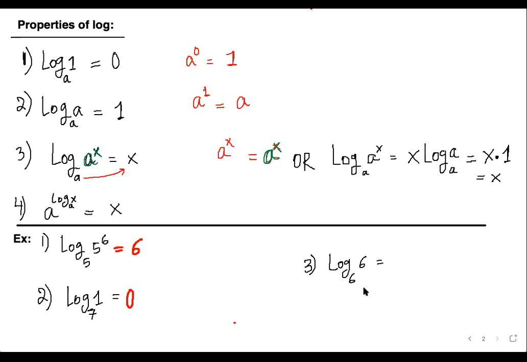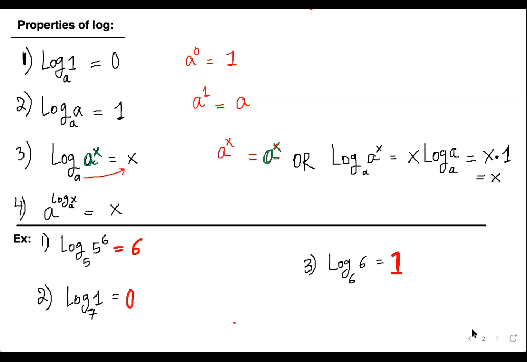Okay, for the third one, who will do the third one? Yes, it is 1. Correct. Nice. By using property number 2: logarithm a to the base a is always equal to 1.